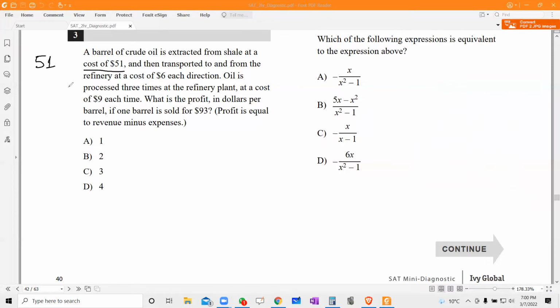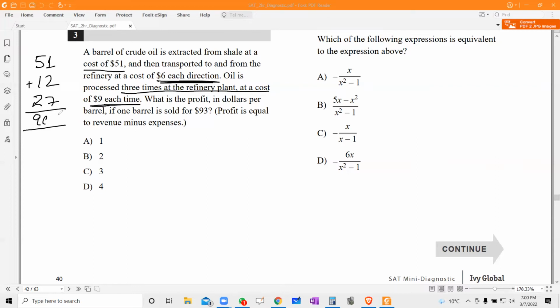Okay, and then it is transported to and from the refinery at a cost of 6 each direction. So what will that be? 12, correct. Oil is processed 3 times at a refining plant at a cost of 9 each time. So 9 times 3. How much is that? 27. So what is the total amount which you have to take, the cost? 96. How much?